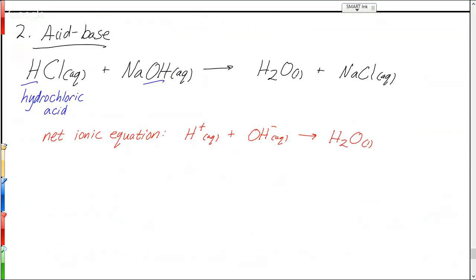If that's the kind of net ionic equation that you're getting, or that's what's happening when you're switching partners, you're getting HOH, you're getting water, that's your clue that you've got an acid-base reaction happening. So the big key here is forming water. The formation of water tells you that it's an acid-base reaction.